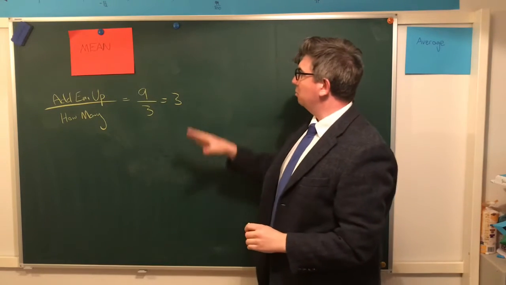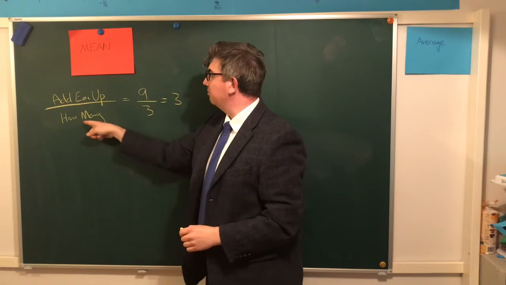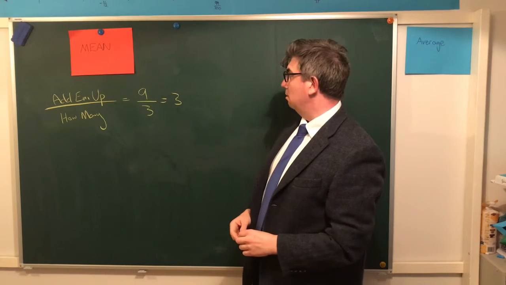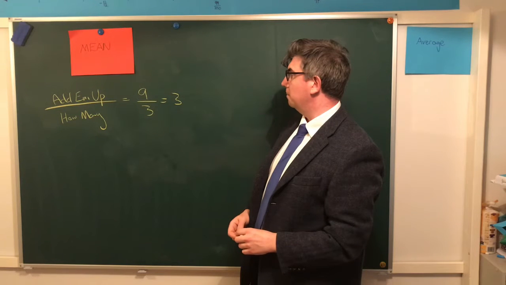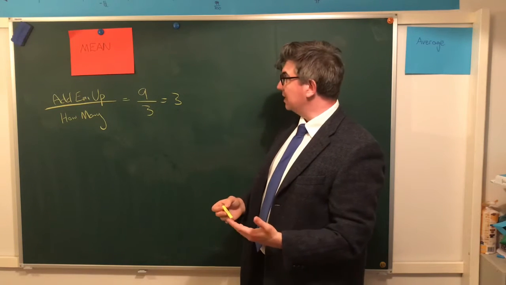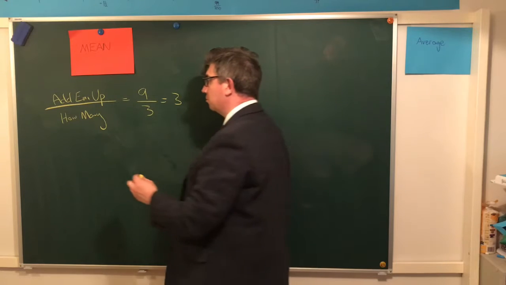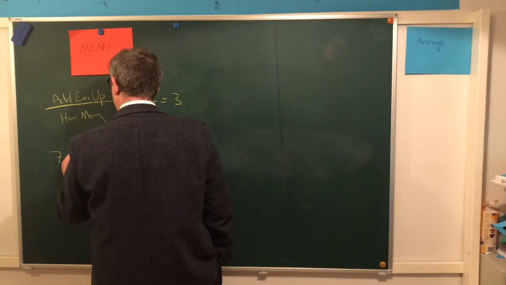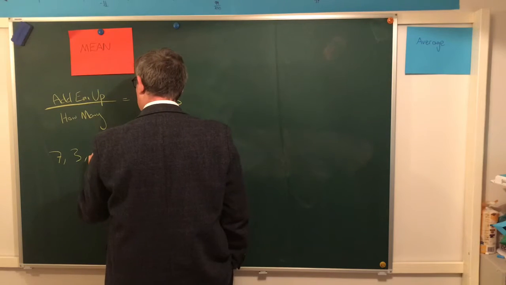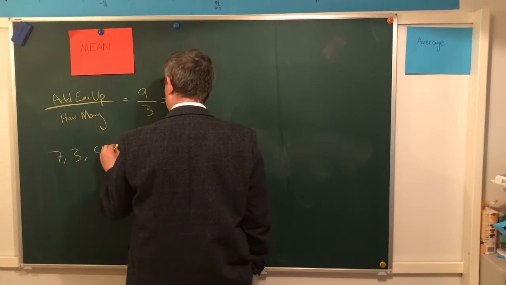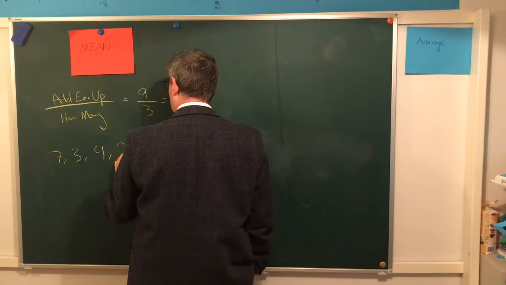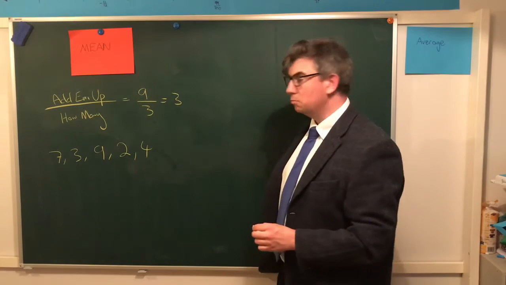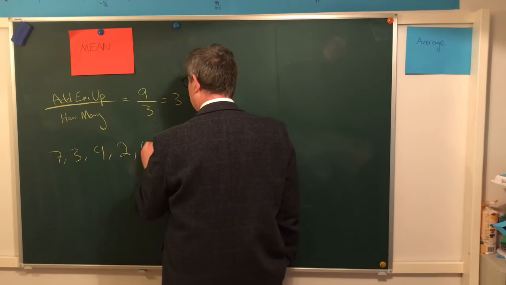Okay, so when we do this system here of adding up and dividing by how many there are, we're finding the mean. Okay, so let's take a look at an example of this. If I gave you the numbers, let's say 7, 3, 9, 2, 4, and 5.